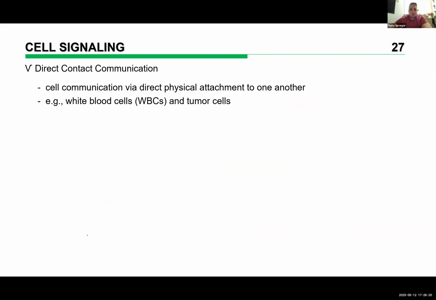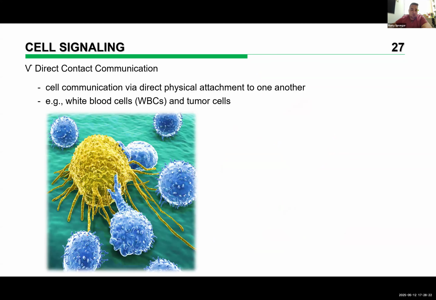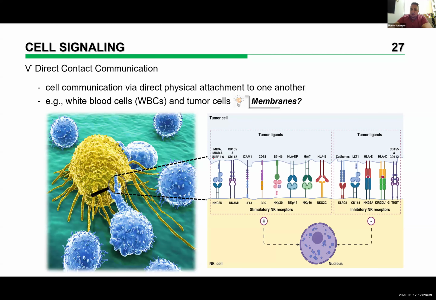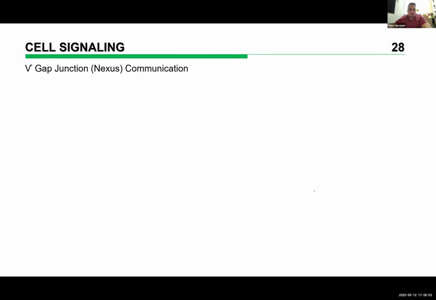So here's some examples. Here's direct contact. That's a really nice scanning electron micrograph of white blood cells and tumor cells. And really you have one tumor cell with a bunch of white blood cells that are trying to attack it. And again, their membranes are not touching. You don't have to know all this junk here, but here's the membrane of the tumor cell. Here's the membrane of the white blood cell. It's all of these proteins in the membrane that are touching each other. It's not the membranes. So that's direct contact.